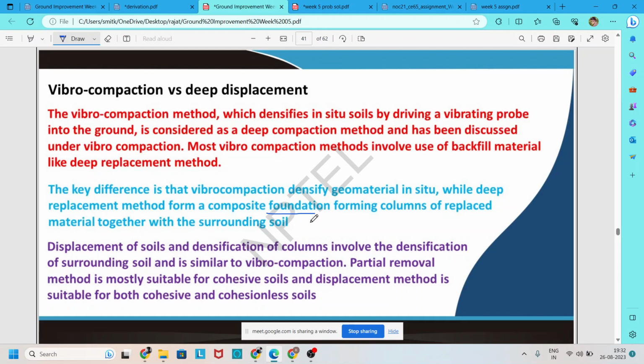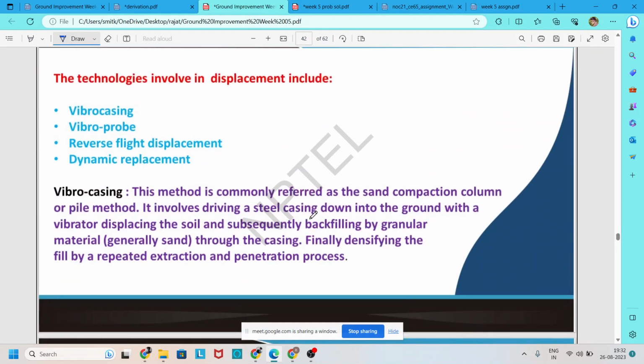the replacement method is suitable for both cohesionless soil and so on. Moving to the next slide, we now discuss one by one the different types of deep replacement method. First is the vibro casing method, second is the vibro probe method, third is the reverse flight replacement method, and fourth is the dynamic replacement method. One by one we discuss each technique, what type of soil it is suitable for, the advantages, disadvantages, and up to how much depth of improvement this technique is used.